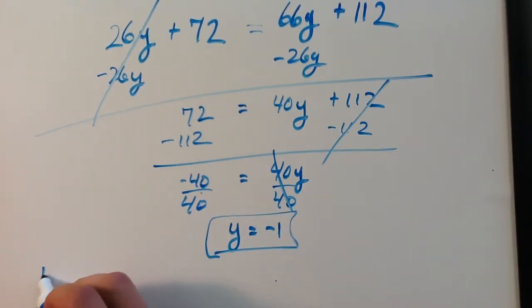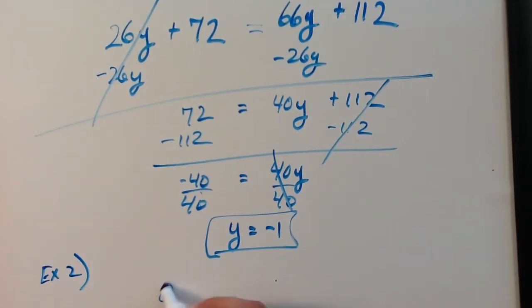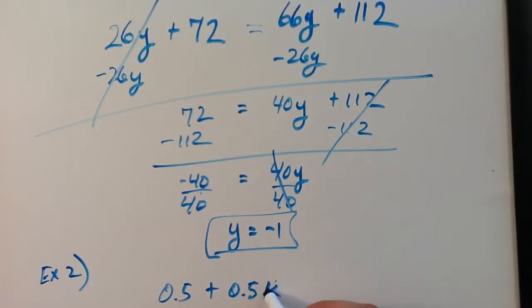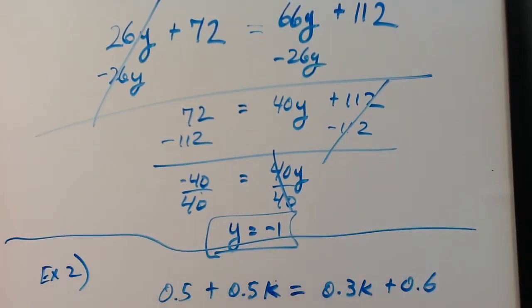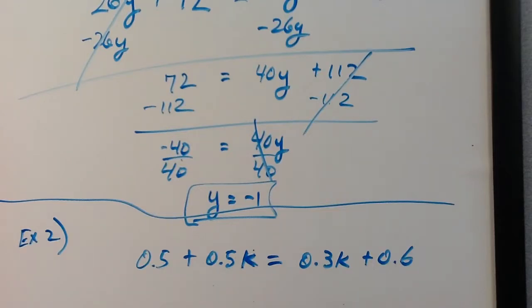All right, in example number 2, we'll do one more example. I have 0.5 plus 0.5k equals 0.3k plus 0.6. Again, I could solve this by leaving the decimals in it, but let's eliminate the decimals so that I'm dealing only with integers. How many digits do you see after the decimal? I see one digit after the decimal in each. If I multiply both sides by 10, I can get rid of those decimals because I would move all of the decimals one place to the right.